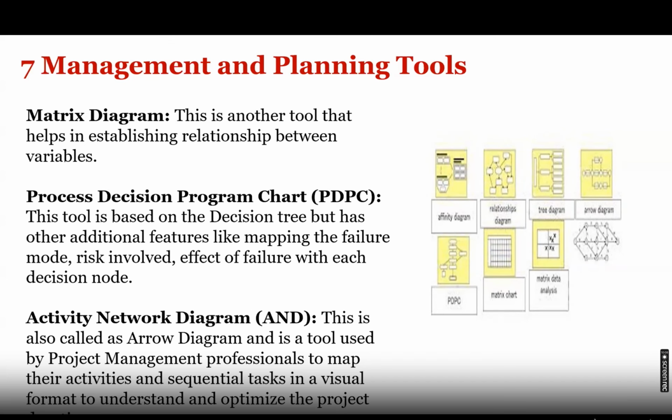Next, I will talk about the activity network diagram. This is also called an arrow diagram and is used by project management professionals to map their activities and sequential tasks in a visual format to understand and optimize the project duration. Plotting the diagram makes you find the project duration, schedule tasks easily, and identify the critical path.